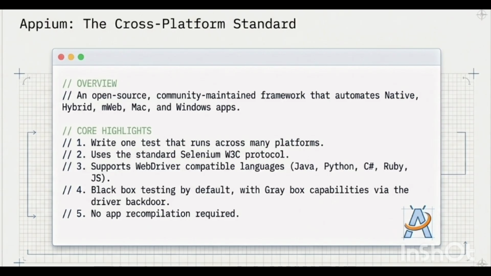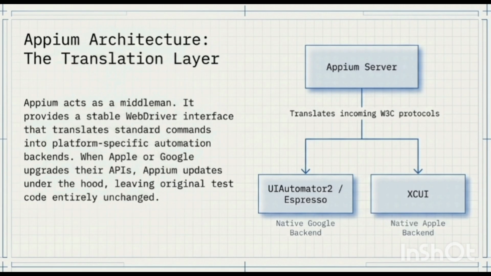So what if you want to write your test code once and have it work on both an iPhone and an Android? Enter the cross-platform solution, which the GeeksforGeeks guide heavily focuses on. We're talking about Appium. Yes, Appium. It's an open source, community-maintained framework, and its flexibility is its biggest selling point. You can test native, hybrid, and web apps without modifying the app code.